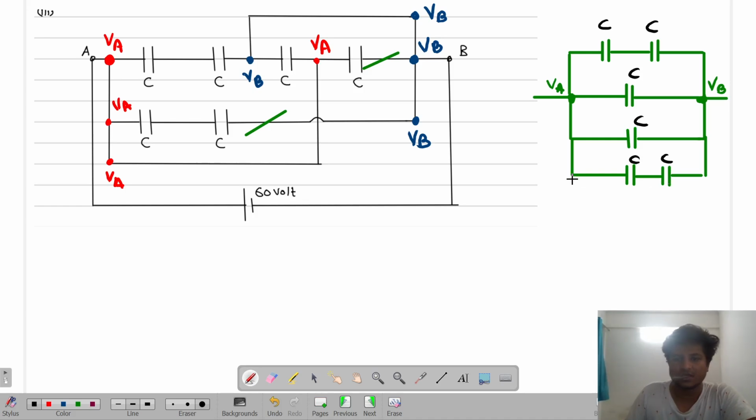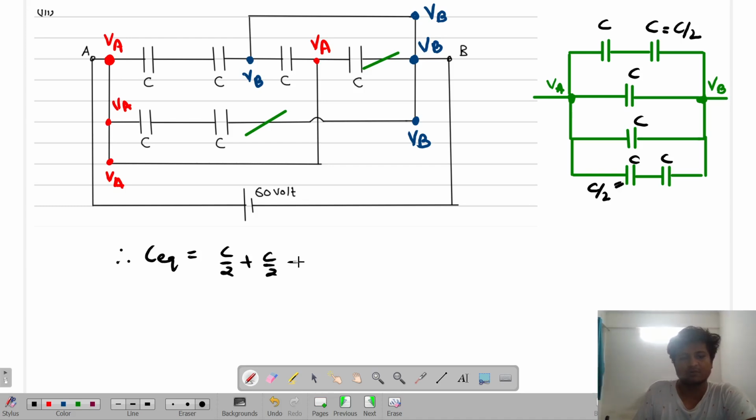If they are in series, so this is C by 2, or not? And this is also C by 2, isn't it? So C equivalent is how much? C by 2 plus C by 2 plus C plus C. So net equivalent capacitance is how much? 3C. Got it? Are you able to get me?